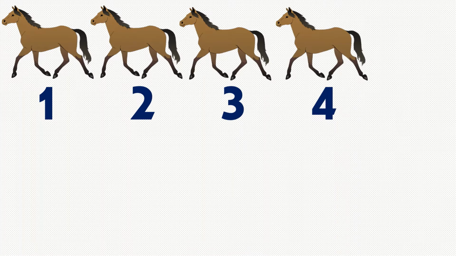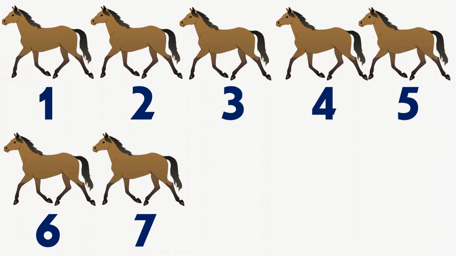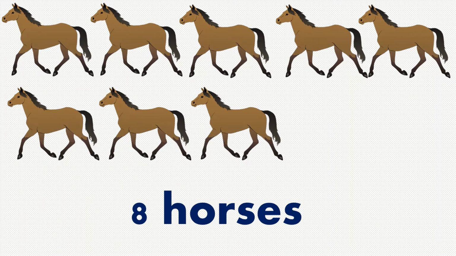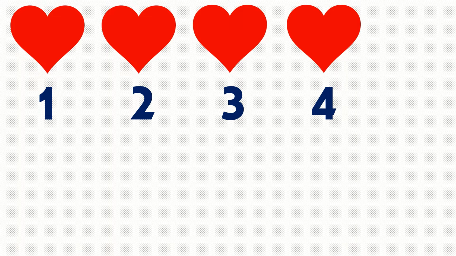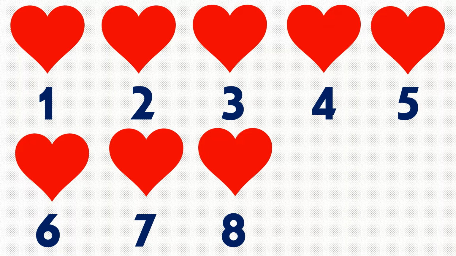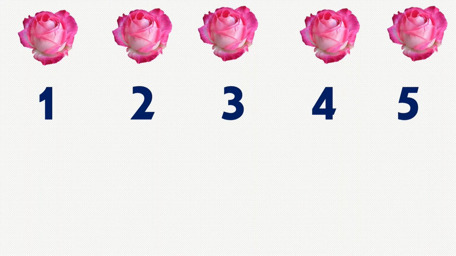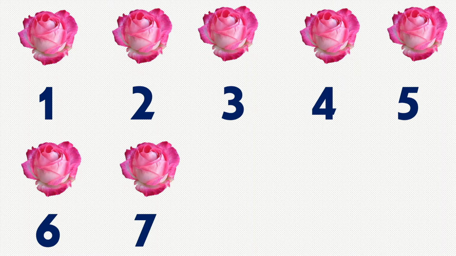1, 2, 3, 4, 5, 6, 7, 8. 8 horses. 8. 1, 2, 3, 4, 5, 6, 7, 8. 8 hearts. 8.